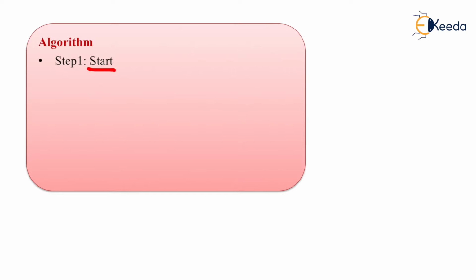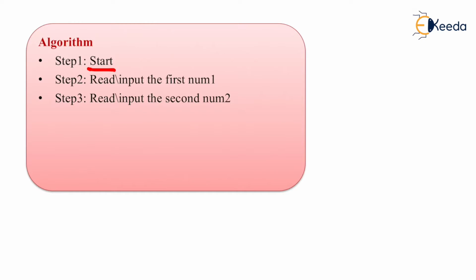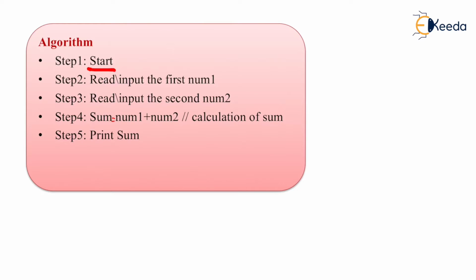Step 1, start. Step 2, read or input the first number. Step 3, read or input the second number. Step 4, sum equal to number 1 plus number 2. Step 5 is print sum. So we are displaying the value of these two. And step 6 is end.